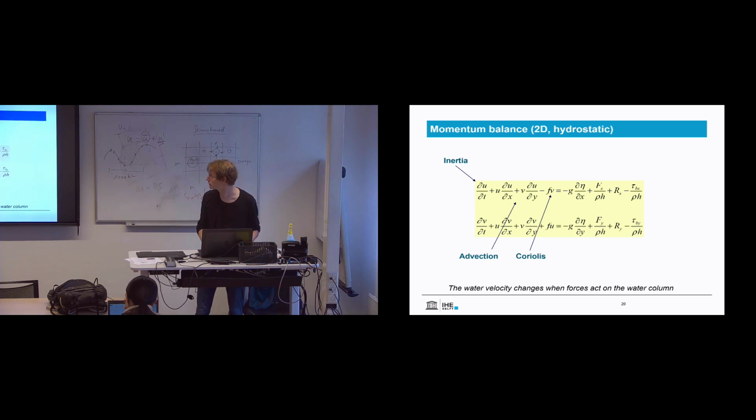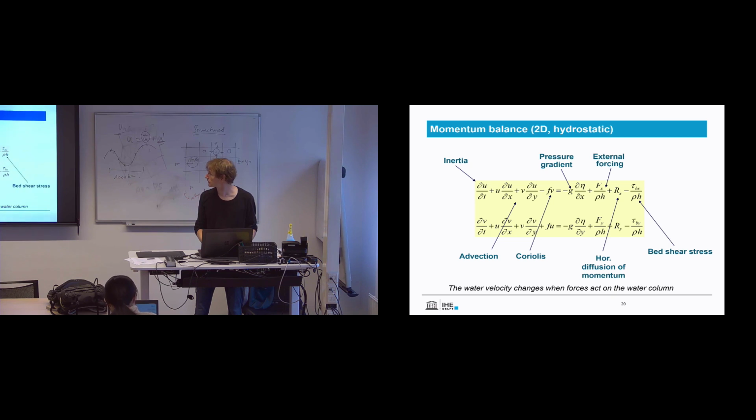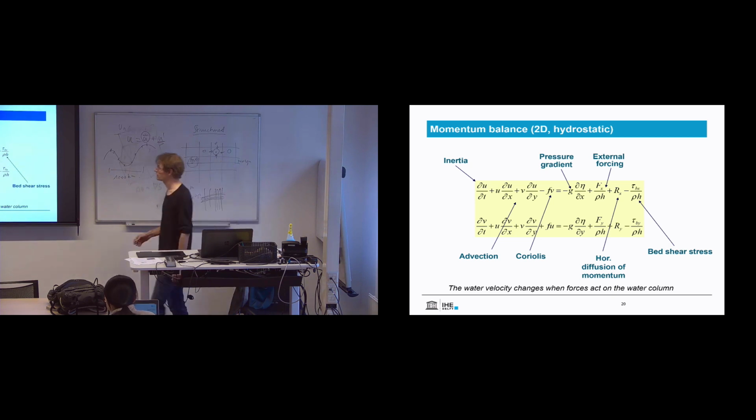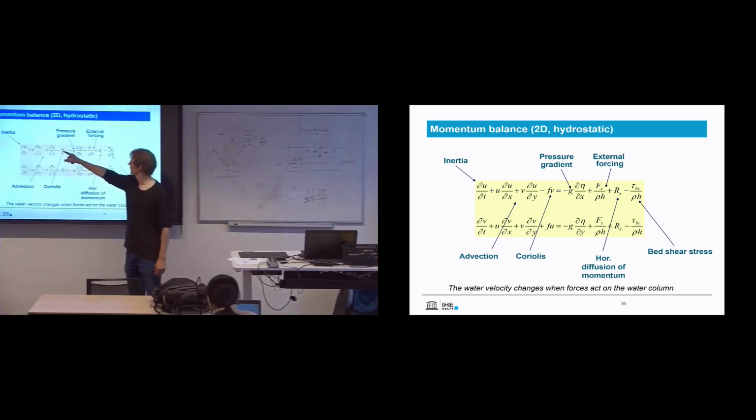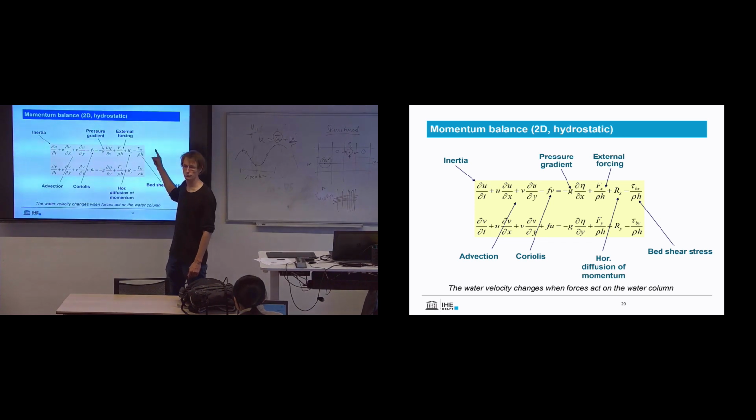Then you have the Coriolis force. You have a water level gradient. We have some external forcing that can be anything from wind to waves to you name it. Then we have our horizontal diffusion term. And we have the bed shear stress. And if we work in 3D, we have another vertical gradient here, and we have the vertical diffusion additionally.